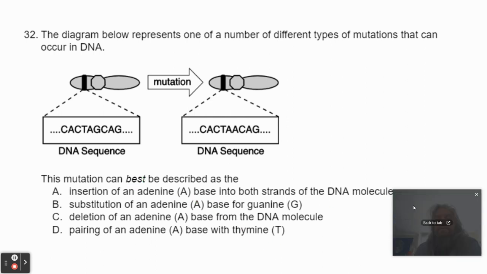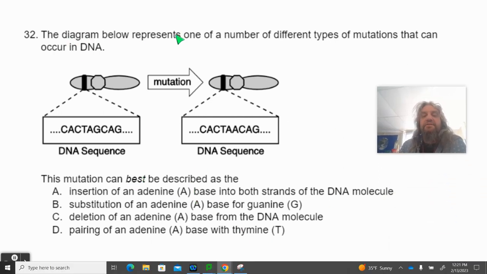And finally, question 32, last question on the test. The diagram below represents one of a number of different types of mutations that can occur. Right, we've got a DNA sequence and it causes a mutation. This mutation can best be described as A, insertion of an adenine into both strands of the DNA molecule. B, substitution of an adenine base for a guanine base. C, deletion of an adenine base from a DNA molecule. Or D, pairing of an adenine base with a thymine base.